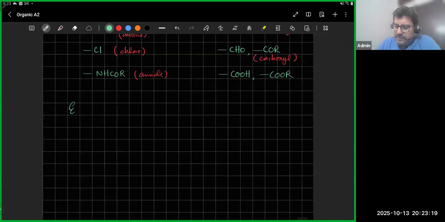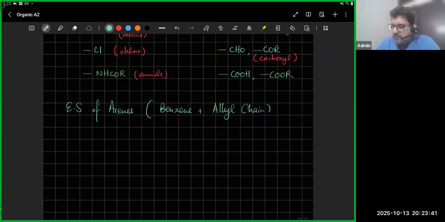We're going to do electrophilic substitution. I'm not going to write the whole word. So we're going to do electrophilic substitution of arenes. Arenes are basically a benzene with an alkyl chain. That's what an arene is, a benzene with an alkyl chain.